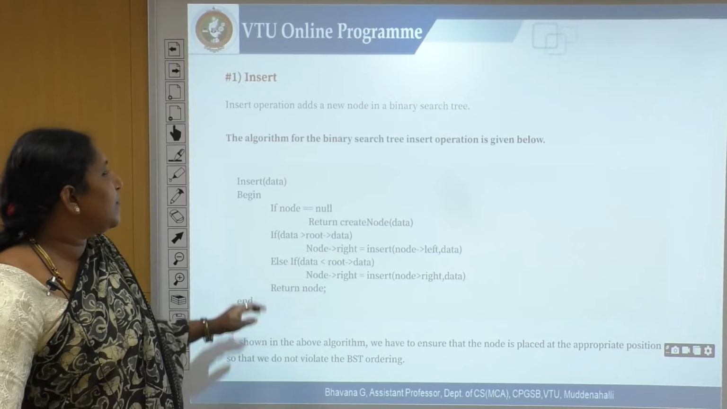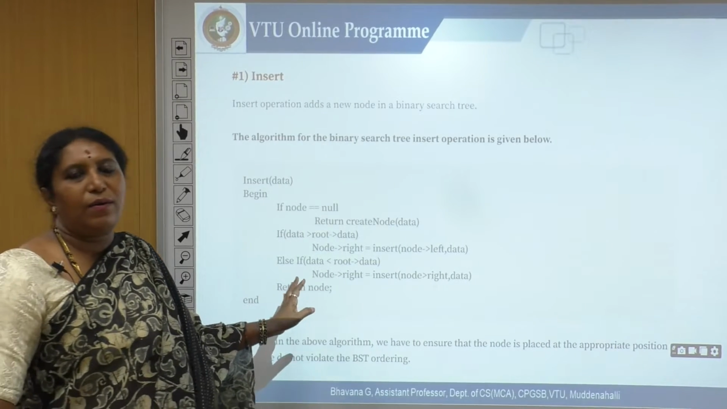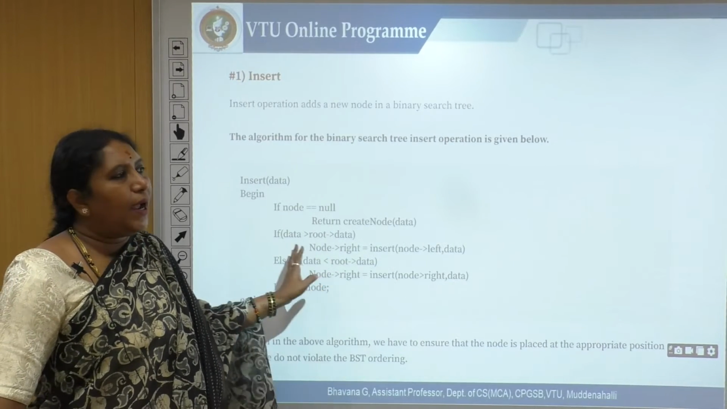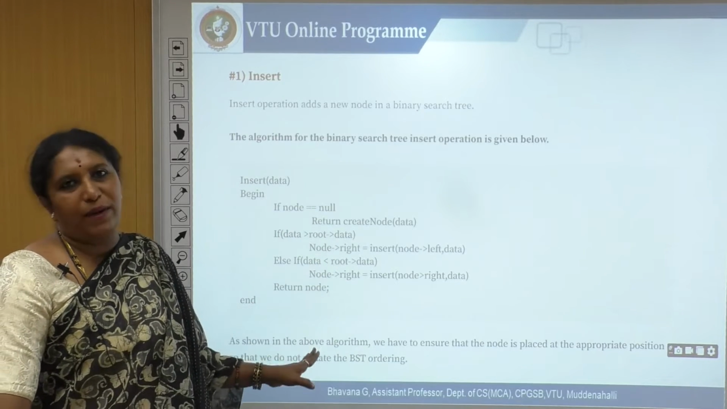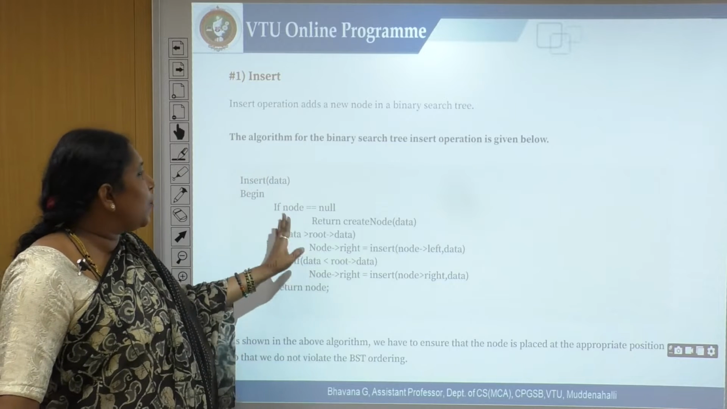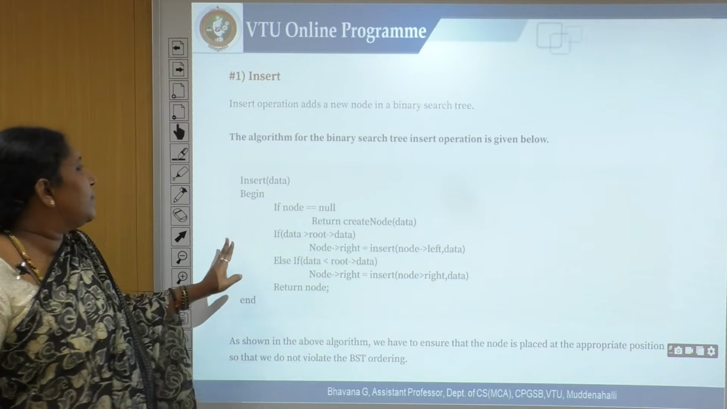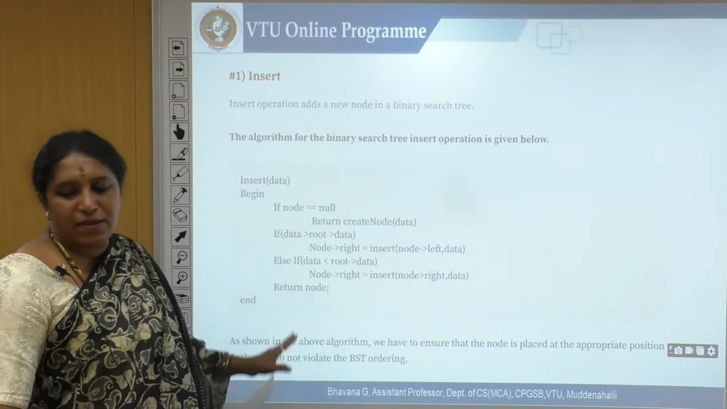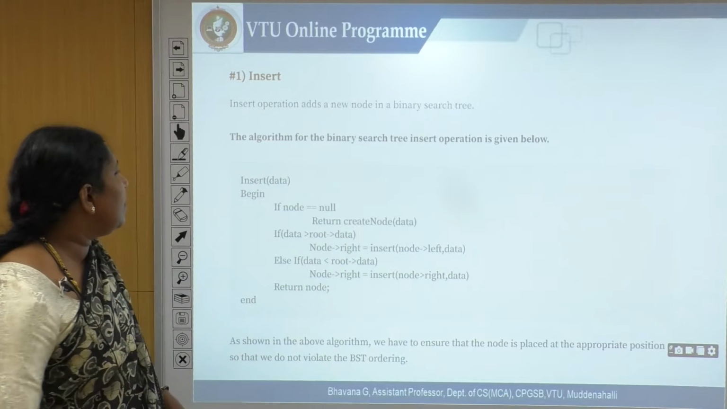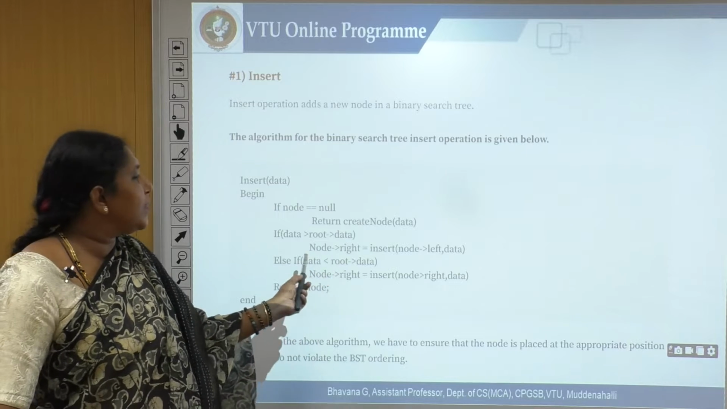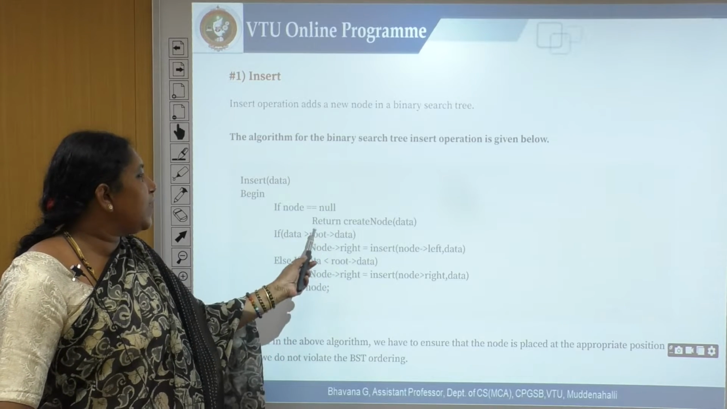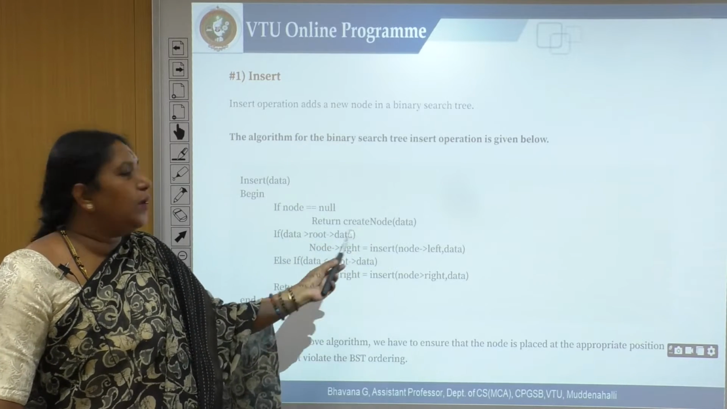Moving on to the first operation, first we have to create a node using the structure node and allocate the dynamic memory using the new operator. This is the insertion operation. First we create an insert data operation. When the node is created, we check whether that root node is equal to null. If it is null, we return that particular root node.